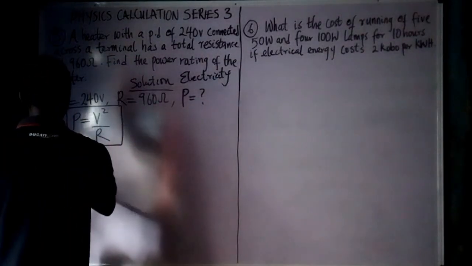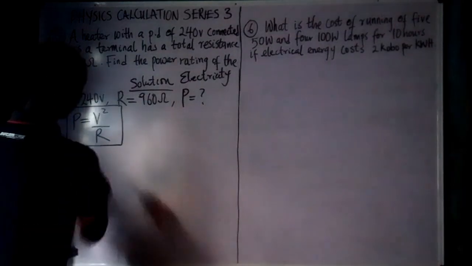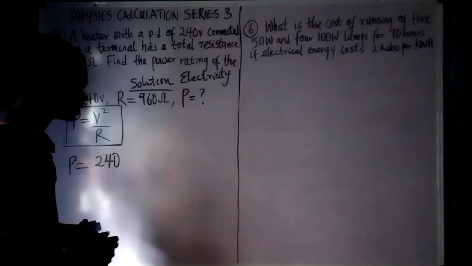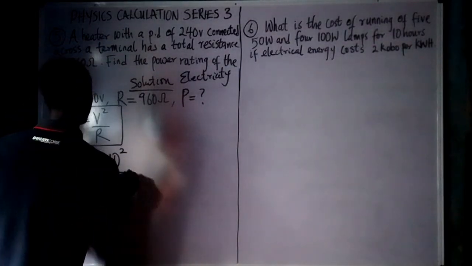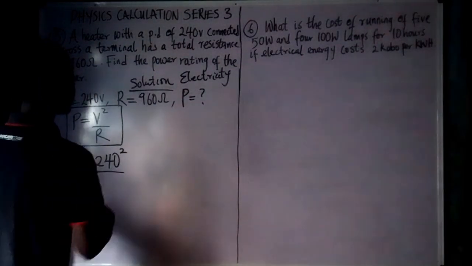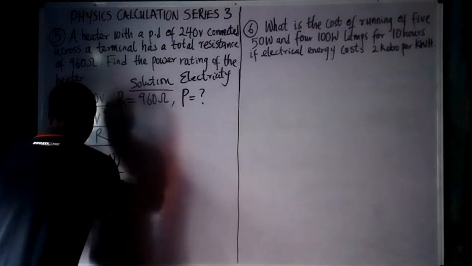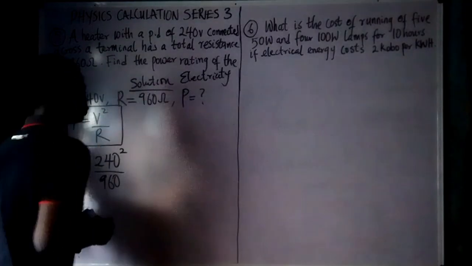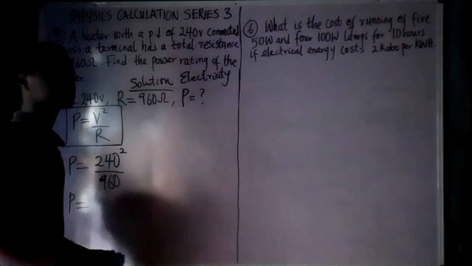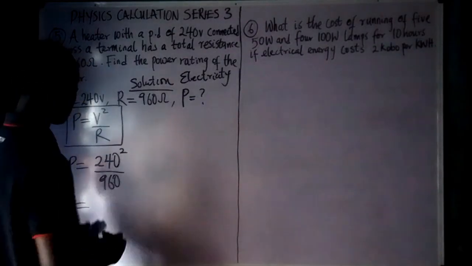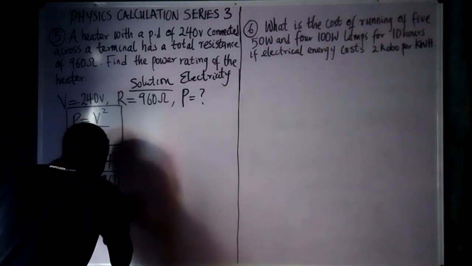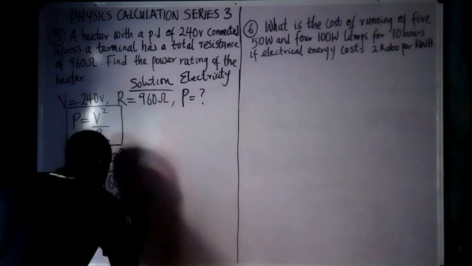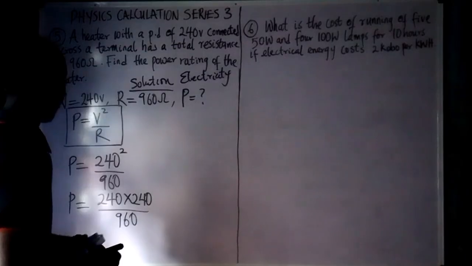You can now say power is equals to voltage is 240, and we are going to be squaring it because they said V squared. So we'll say 240 raised to power 2 over what's our resistance? Our resistance is 960. So we progress from here. We can now say power is equals to 240 squared. 240 squared means 240 times 240. So we expand, 240 times 240, everything over 960.